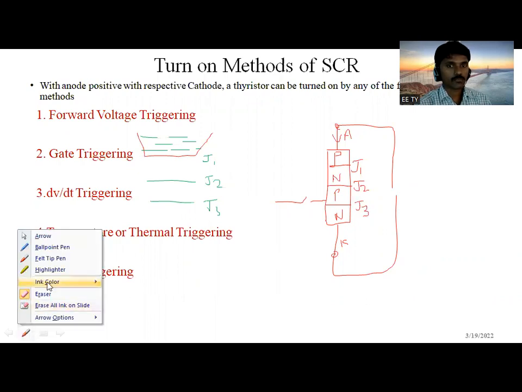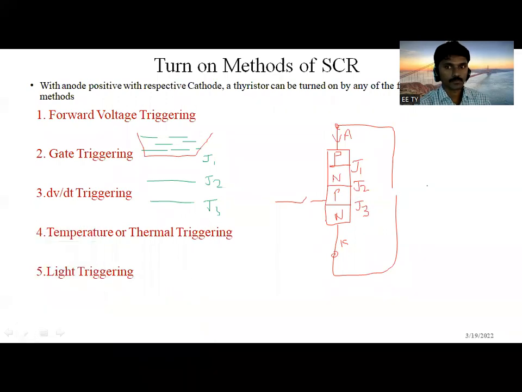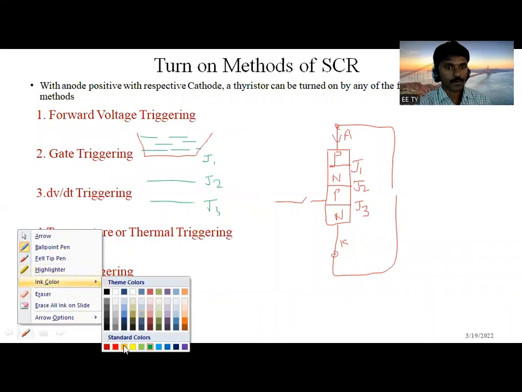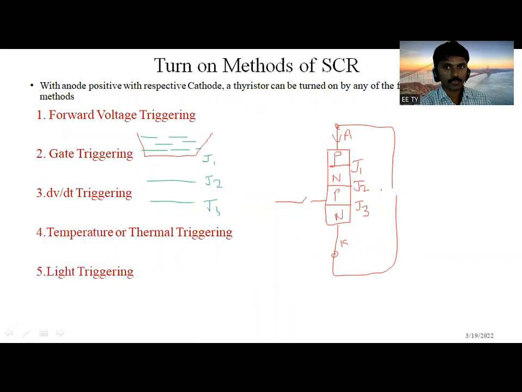Online students, are you able to follow? Are you understanding, please? Yes, sir. Okay. So to operate the forward blocking mode, anode should be connected to the positive, cathode should be connected to the negative. Just reverse. But still the gate is open, means no voltage is applied to the gate.